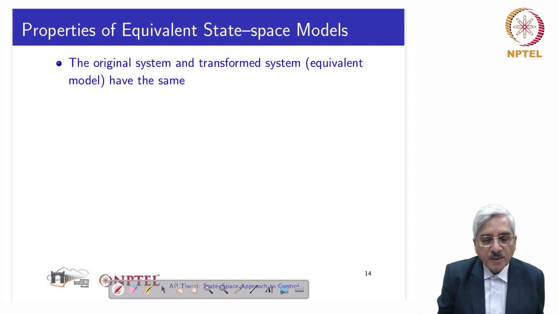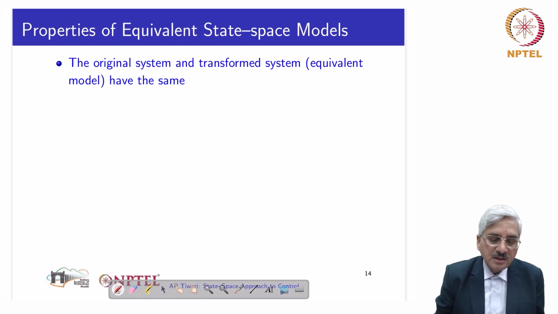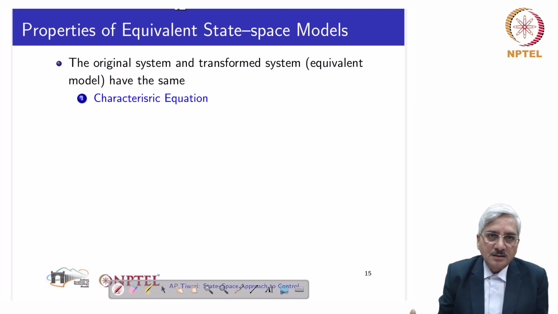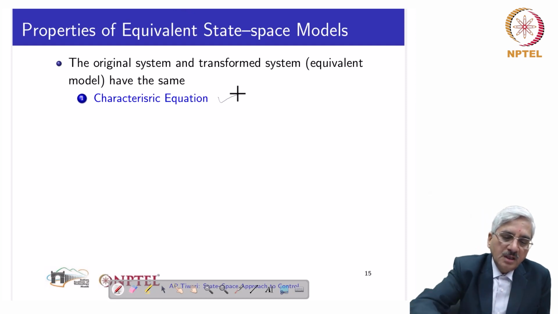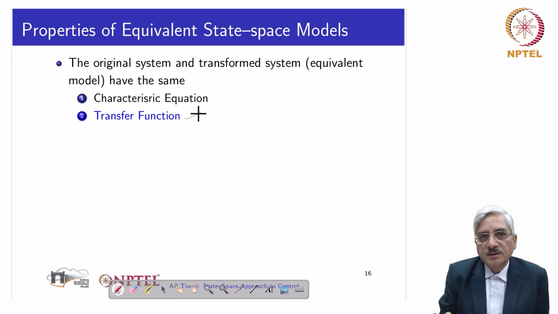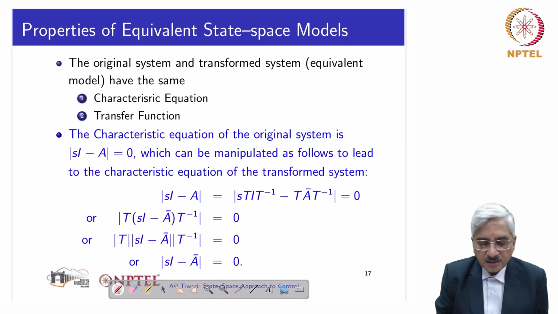Now, there are certain properties which similarity transformations, or equivalent state space models, satisfy. These are that the original system and the transformed system have the same characteristic equation. The system matrix in the original representation and the system matrix in the equivalent representation have the same characteristic equation, and also the two systems have the same transfer function. Now we will prove both of them one by one, and first we are going to prove that they have the same characteristic equation.